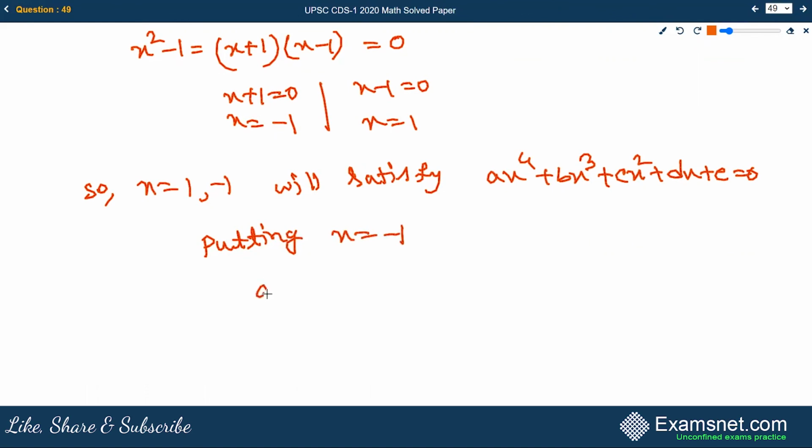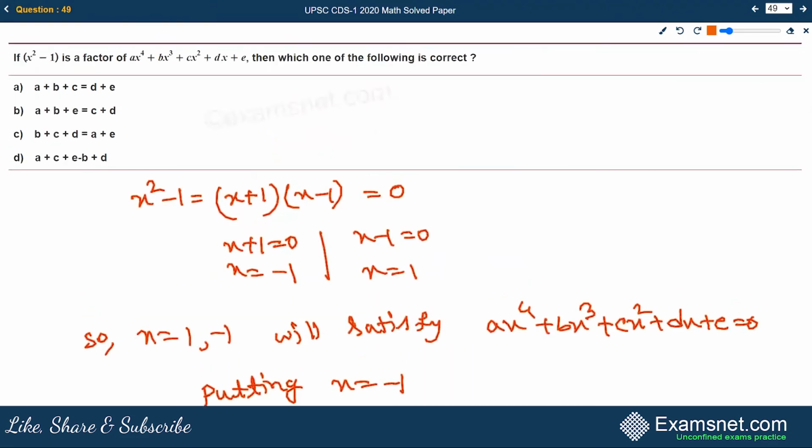minus 1, we can have a minus b plus c minus d plus e equals 0. Further, I can write a plus c plus e equals b plus d. So look, it matches with option D. Yes. So we can say which one of the following is correct: a plus c plus e equals b plus d. Here option D is the correct answer.